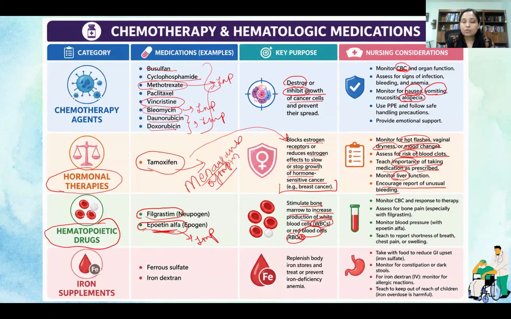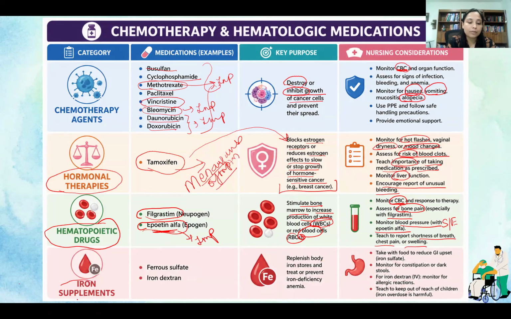Every time before you administer this to the patient, you have to check the CBC to check the level of RBC, WBC, and hemoglobin. So the next time before you administer, if you repeat that again, you will have an idea how much it has increased, whether this treatment we are giving to the patient is effective or not. Assess for bone pain, especially with filgrastim, and monitor blood pressure with epoetin alpha. Remember this side effect with epoetin alpha. Teach to report shortness of breath, chest pain, and swelling.